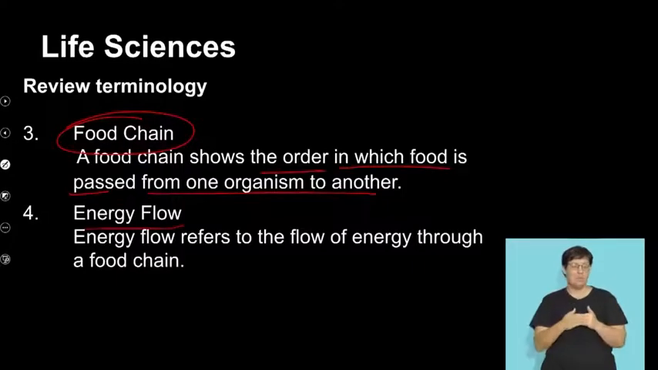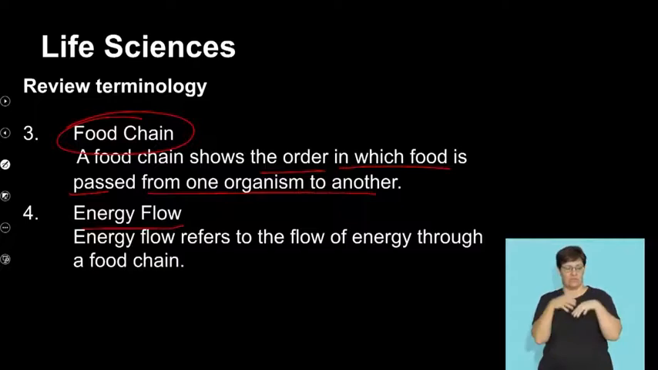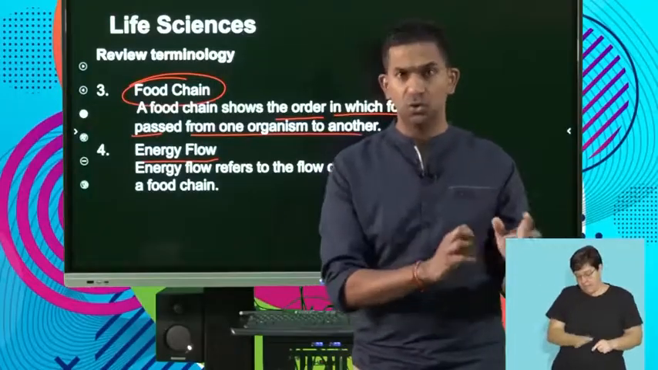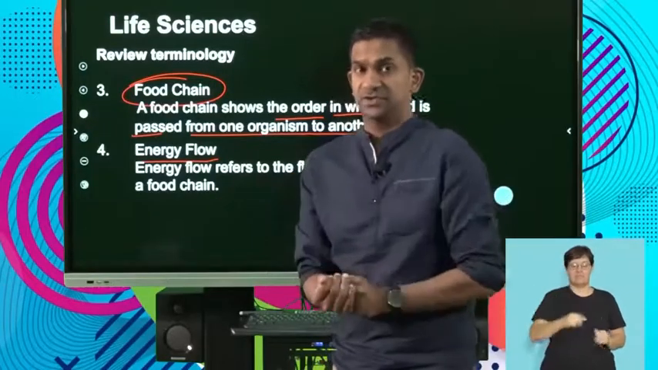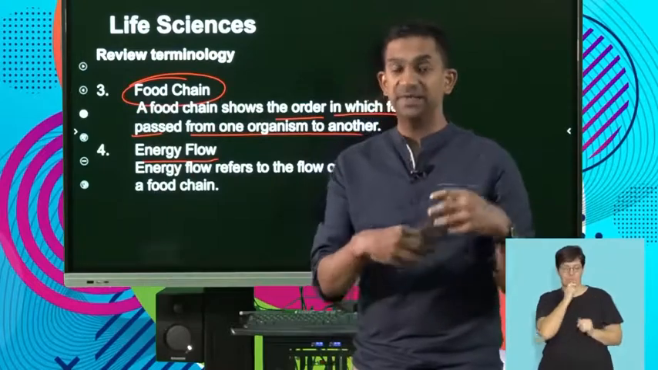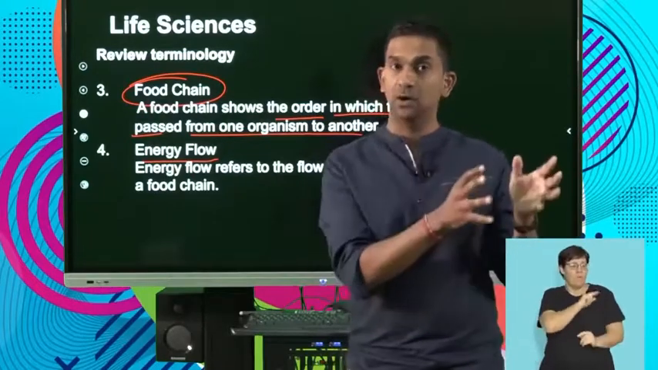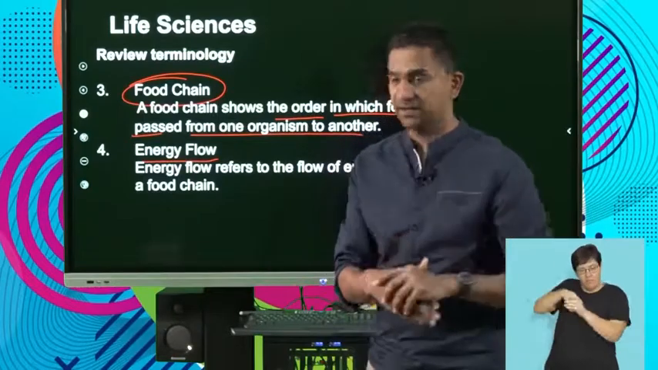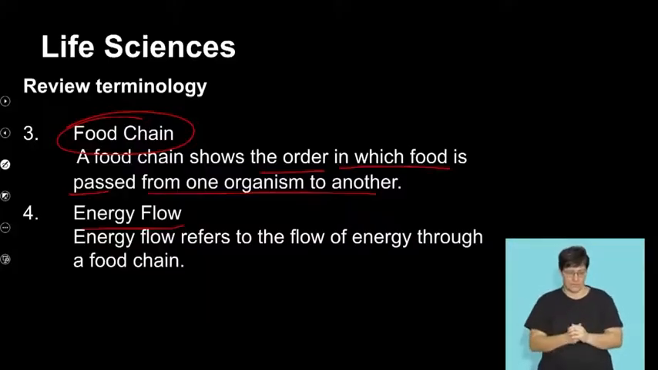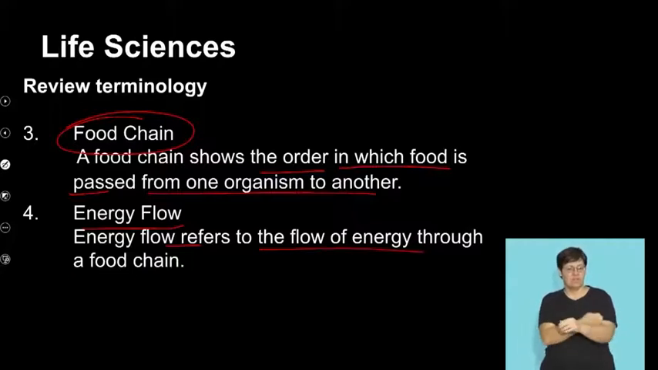Another concept that we need to unpack is energy flow. And guys, it's important that we understand that energy flows through an ecosystem from the producers all the way up to the tertiary consumers. And so being able to understand what energy flow is an important part in understanding how organisms exist in their environment. So the energy flow refers to the flow of energy through a food chain.